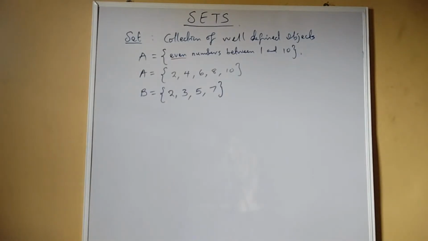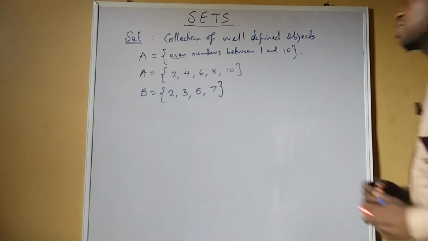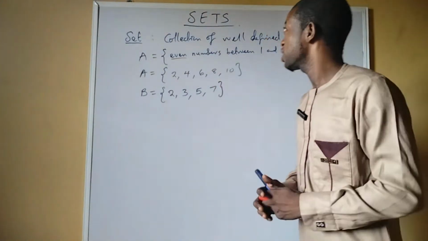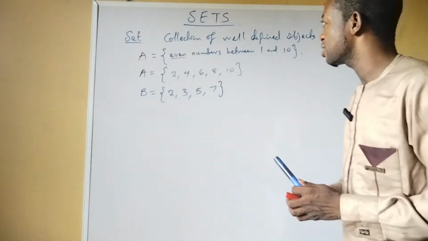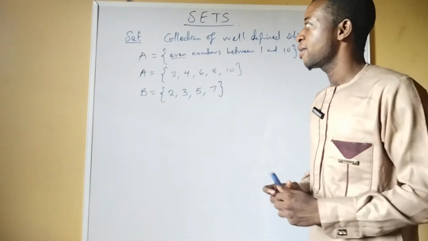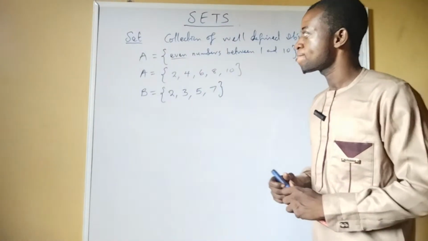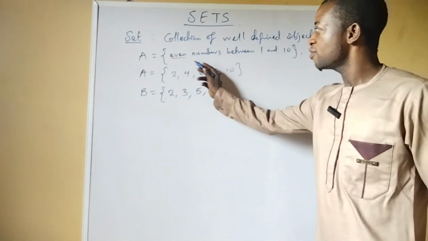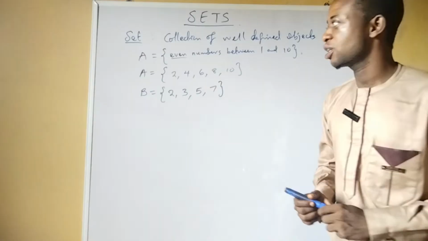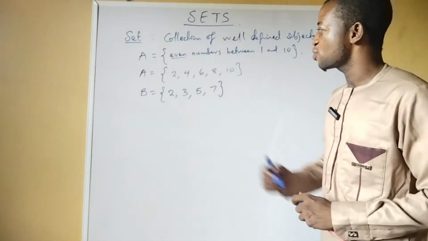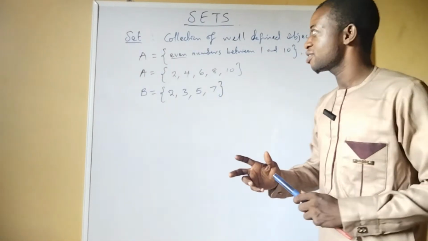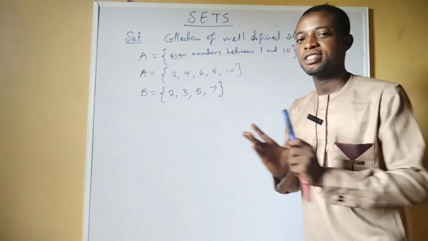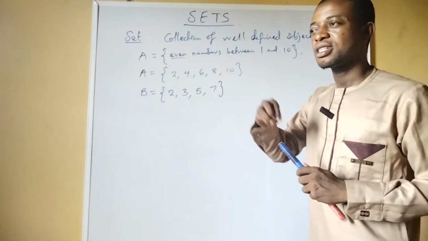So here we are talking about sets, and we define sets as a collection of well-defined objects. We'll look at an example here just to illustrate what is meant by well-defined. This set A is the set of even numbers between 1 and 10. When we list it out, we have 2, 4, 6, 8, 10. These are even numbers. That is well defined, well described. So that's when we can refer to it as a set.